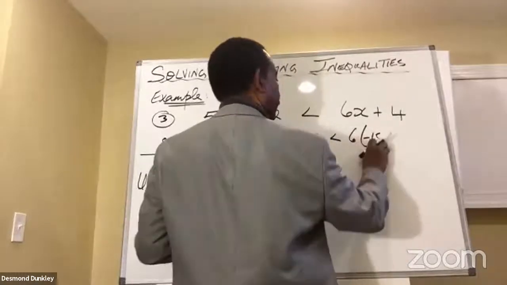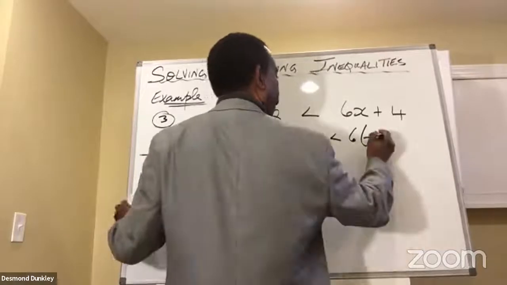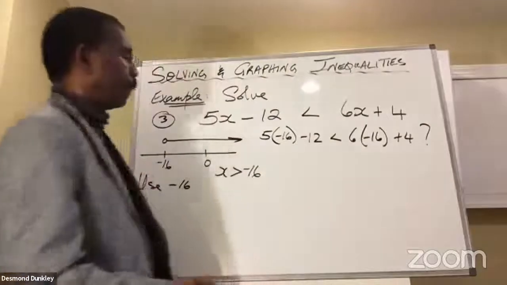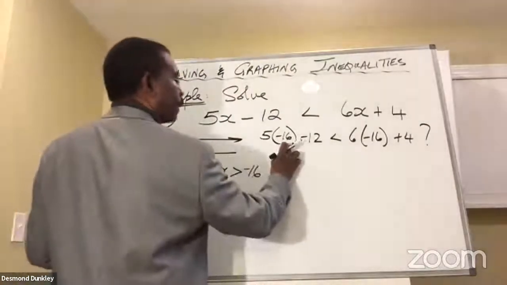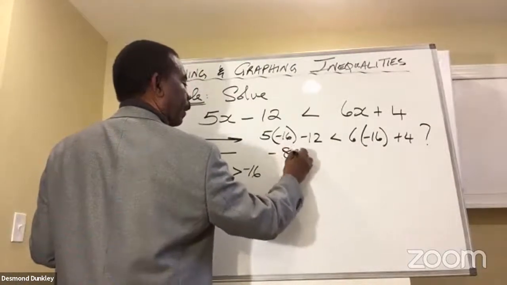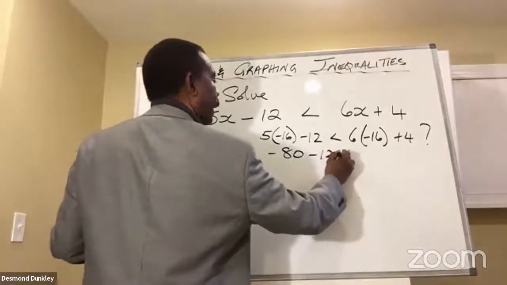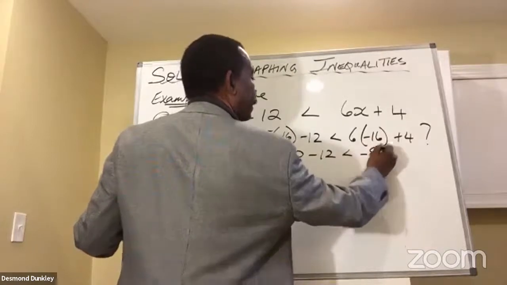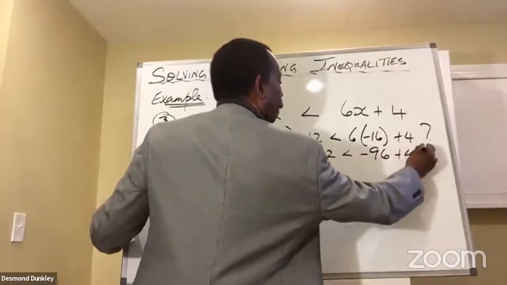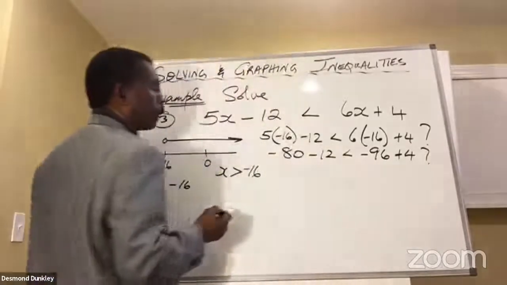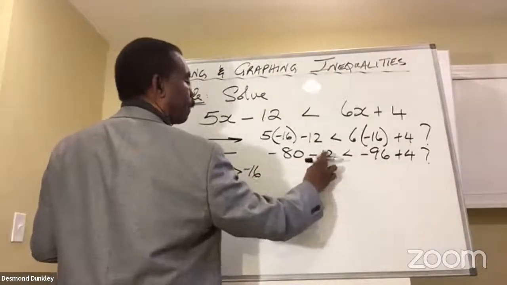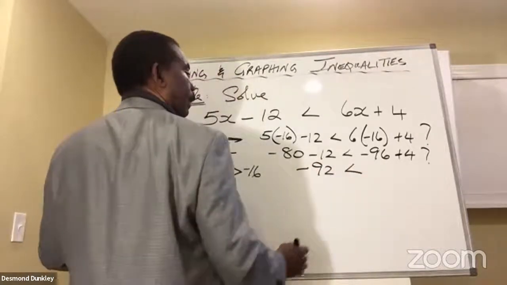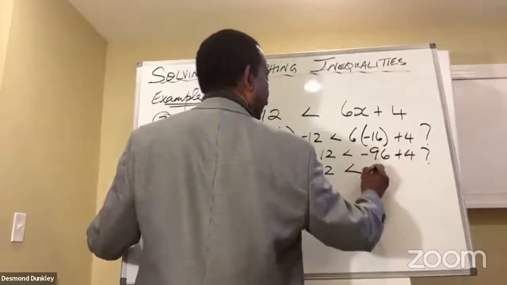Not -15, -16, plus 4. That is the question. So 5 times -16 is -80 minus 12. Is that less than 6 times that is -96 plus 4? Negative 80 minus 12 is negative 92. Is that less than negative 96 plus 4, which is negative 92?